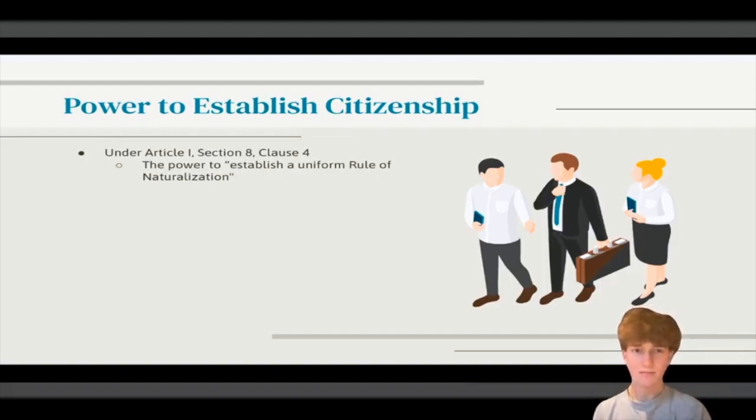But it's essentially when a foreigner wants to come be a citizen of the U.S., what are the laws about them becoming a U.S. citizen? And this is also an exclusive power. The states don't have any say in if people from other countries can become a citizen.